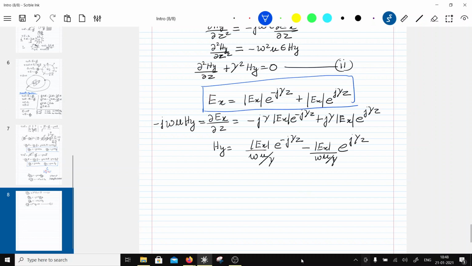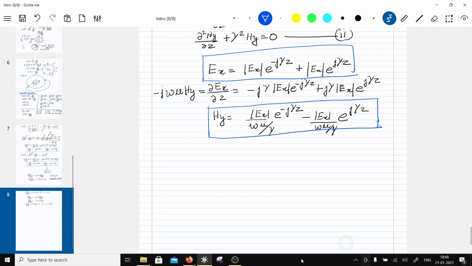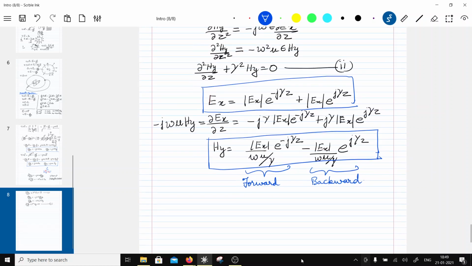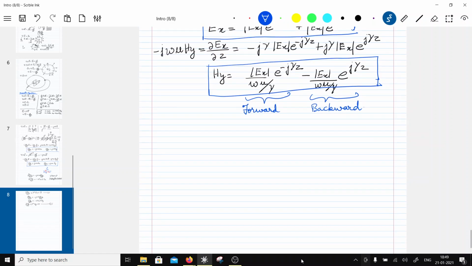Okay, now these are the two solutions for the two equations. This is a set of solutions which refers to one wave which is traveling forward as well as backward. So the forward traveling component is this. So this is a forward traveling component along z, and this is going to be the backward traveling component. Okay, so when you consider backward, you consider from the source as minus z, right?